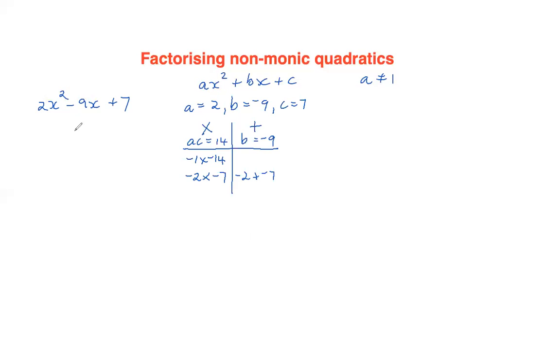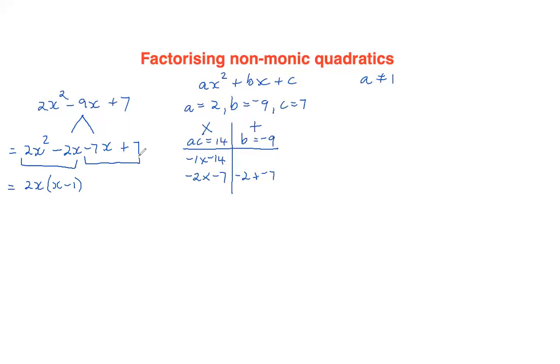So what we're going to do now is separate our middle term up into 2 terms. We're going to keep the 2x squared the same. And instead of putting the -9x, I'm going to put minus 2x minus 7x. And then we just put the plus 7 at the end. So now we're going to pair up the first 2 terms and pair up the second 2 terms and factorise those pairs. So here, our common factor is 2x, and we'll have in brackets x minus 1.